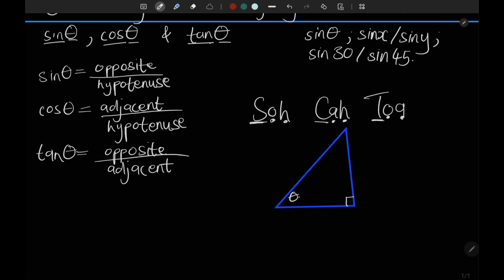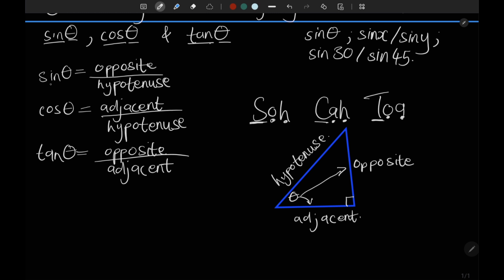Now, the side that's across your angle is your opposite side. To see which one is across your angle, you can just draw an arrow. That is your opposite side. The side that's next to your angle is your adjacent side. Next to your angle, meaning here. This is your adjacent side. And the other side, once you've figured these two out, or the longest side, is the hypotenuse. Okay, you have opposite, adjacent, and hypotenuse.